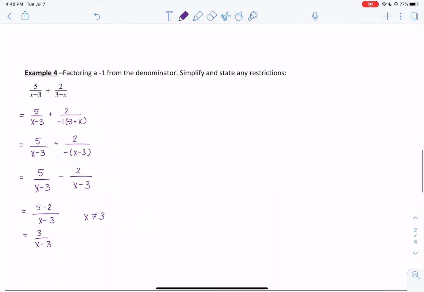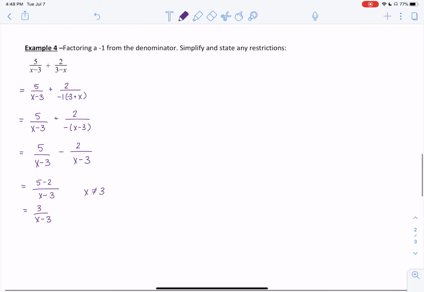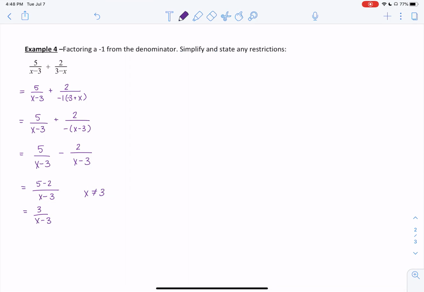And that is our final example. So there's some homework for you to try and practice, and let me know if you have any questions.